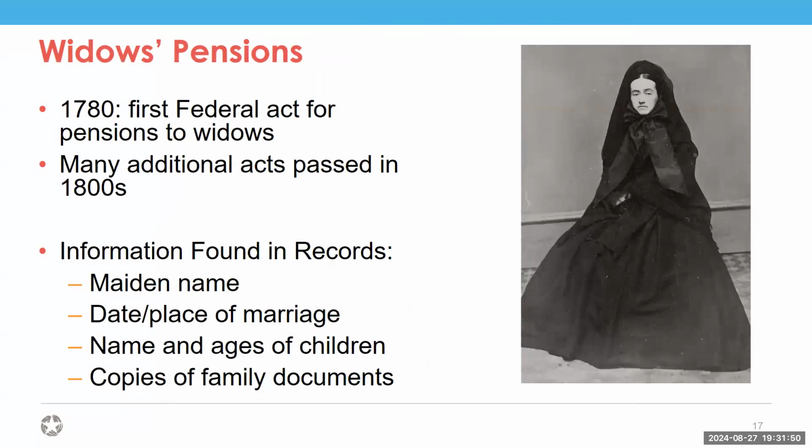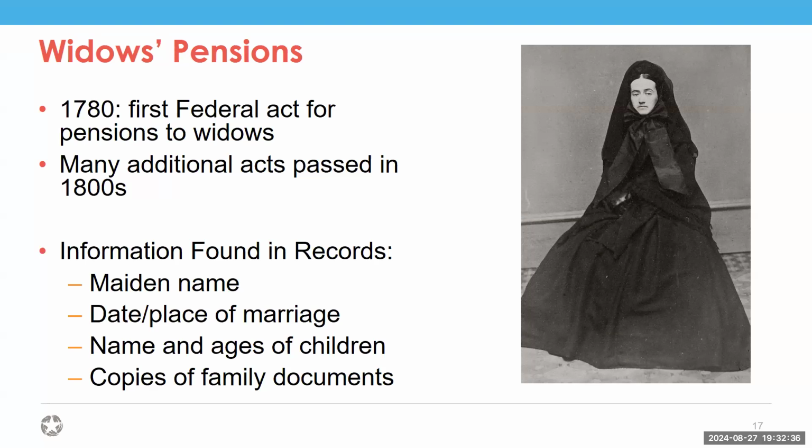Let's talk some more about widows. They get a lot of fun exceptions to the rule when it comes to different laws. Widows' pensions were first started federally in 1780, and that was for specifically widows of Revolutionary War veterans. So many additional acts passed in the 1800s. Again, you'll have to do some research to find the applicable laws for the years you want to search. But they did pension records, I believe, all the way through World War I for widows.